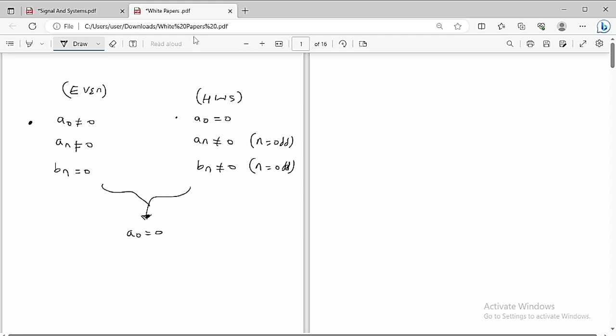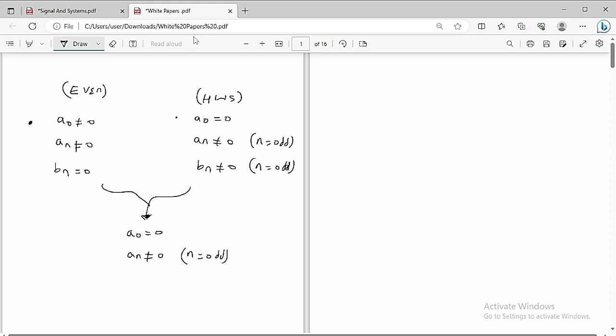So definitely what we can say is that an is not equal to 0 for n is equal to r. So we can say an is not equal to 0 for all values of n here, but here only for odd values of n. So therefore you have to consider this part only for odd values of n.